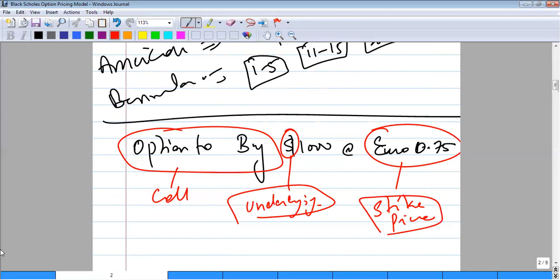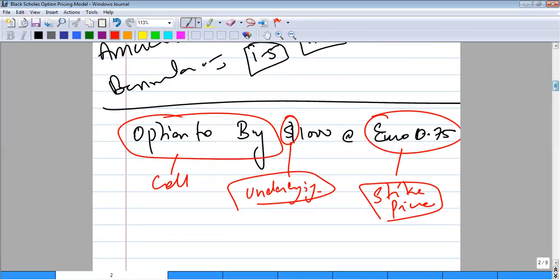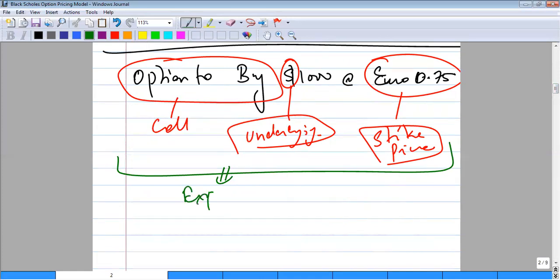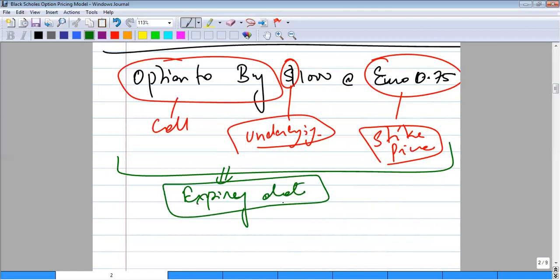So when we talk about options, we have the type of option. Number two is the underlying. Number three is the strike price. And there are a few more things. What exactly are those few more things that are considered when we discuss options? That is the expiry date of the option, the date up till which the option will expire.